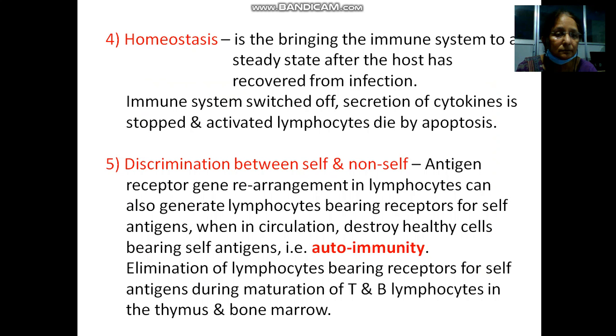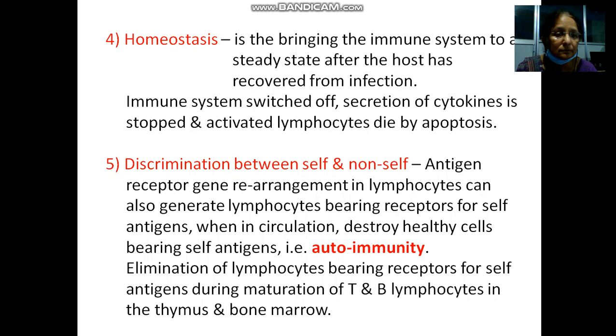Now homeostasis. When the infection is eliminated, the immune system comes to a steady state. At this time the immune system is switched off, secretion of cytokines is stopped, and activated lymphocytes face apoptosis. Discrimination between self and non-self, that is, own body tissue or foreign tissue.